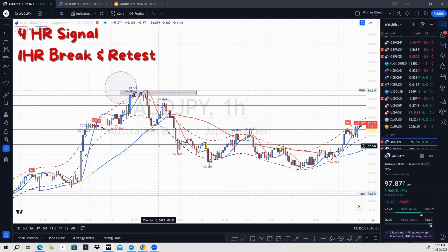Hopefully, this clarifies the GSA strategy, and this will help you with your break and retest simply by drawing a rectangle at the high or low of the CC sell or CC buy.